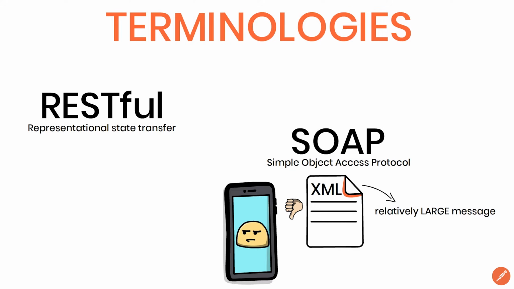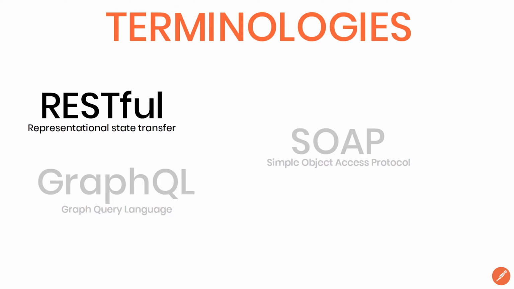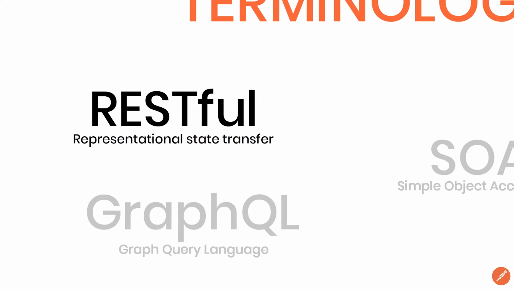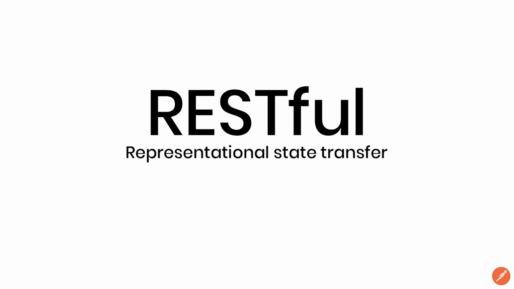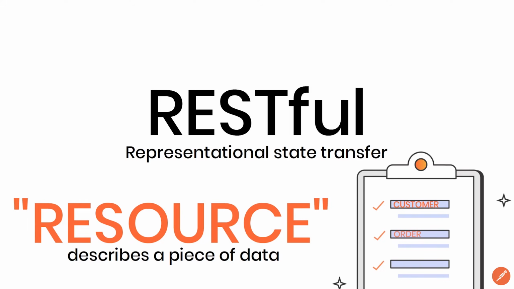Looking forward, in recent years, GraphQL has grown a lot in popularity, but as most of the APIs rely on the REST architecture, we won't go into SOAP and GraphQL at this time. So let's go back to REST. The term that you will hear a lot is resource. A resource is an API term that describes a piece of data such as a customer or an order or any kind of data you would typically store in a database.